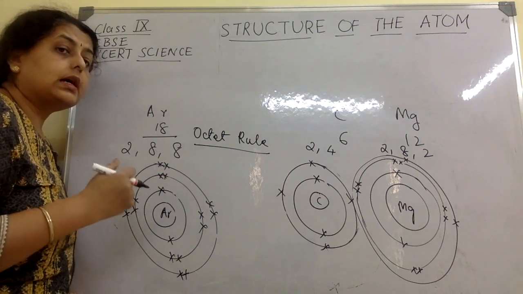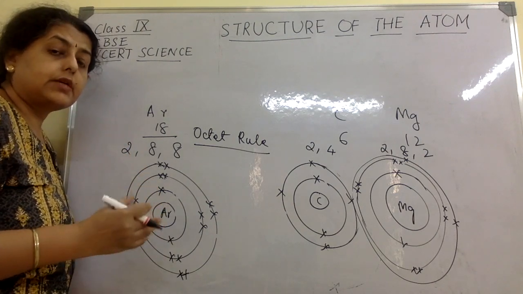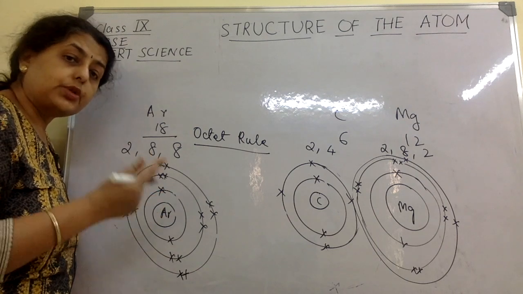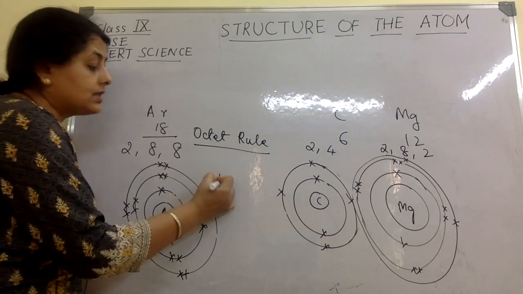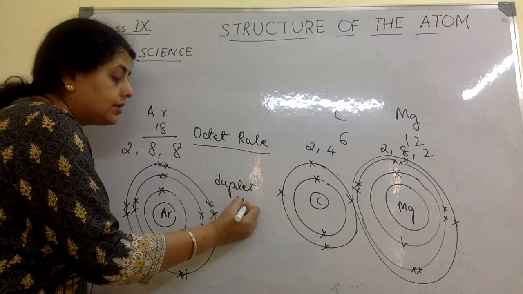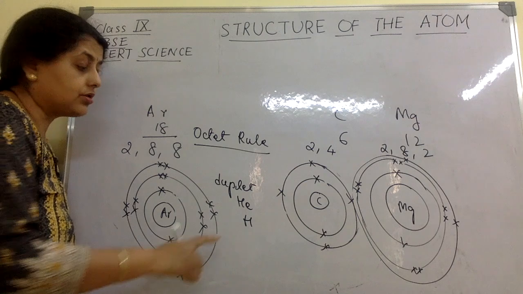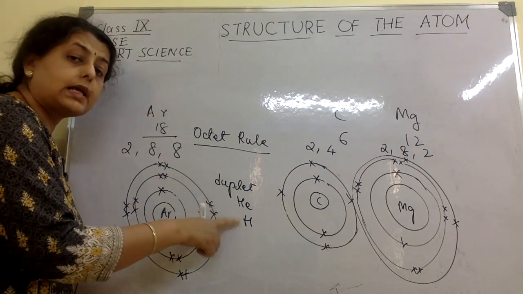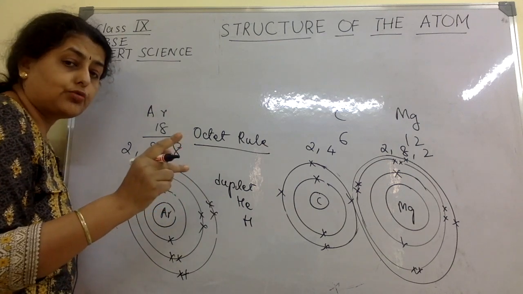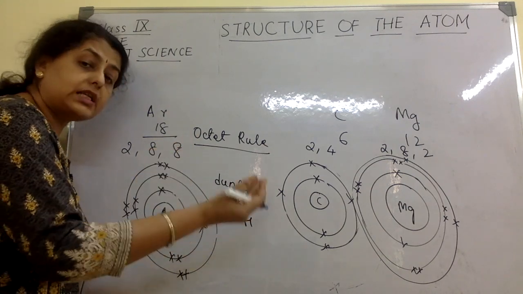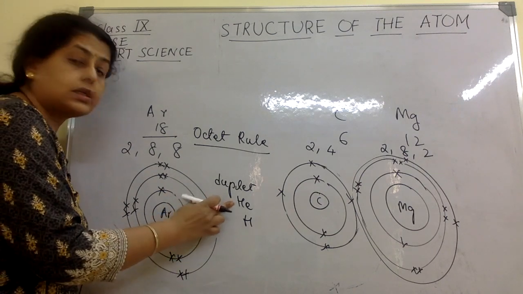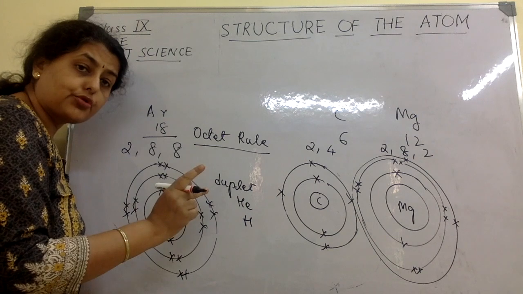Another level of stability they can attain is when the last orbit gets only 2 electrons. That is called the duplet. Now helium and hydrogen have very few electrons. Hydrogen has only one, helium has two. Helium has 2 in the outermost orbit. Hydrogen tries to get 1 electron and complete the duplet.